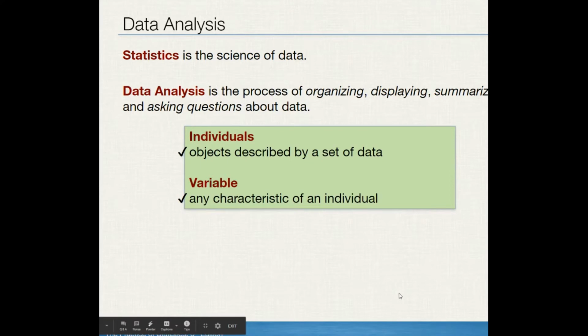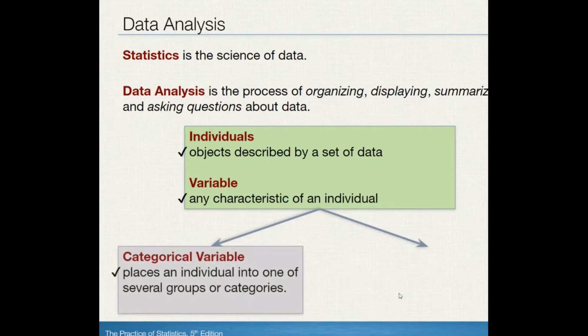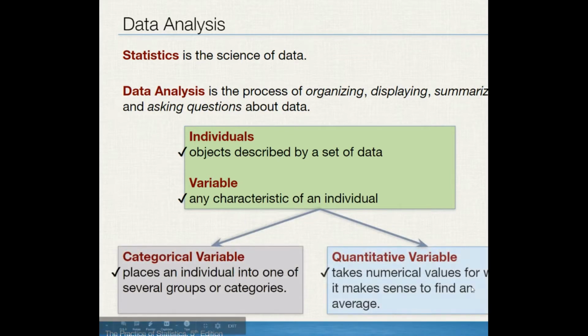Individuals are objects described by a set of data, and a variable is any characteristic of that individual. Those variables can be summed up into categorical or quantitative variables. Categoricals are categories. You can put it into a group: type of music, type of food, type of whatever could be a categorical variable. Quantitative, though, is a number.